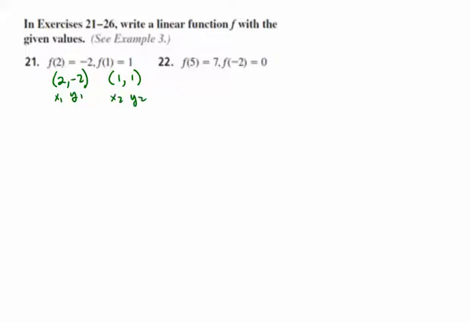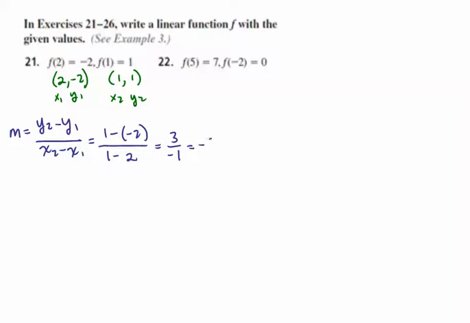So we're going to label these x1, y1, x2, y2. We're going to use these values to first find a slope. M is equal to y2 minus y1 over x2 minus x1. My y2 is 1 minus y1 is -2, x2 is 1 minus x1 is 2. And so we end up with 3. 1 minus -2 is 3 over 1 minus 2 is -1, or a slope of -3.